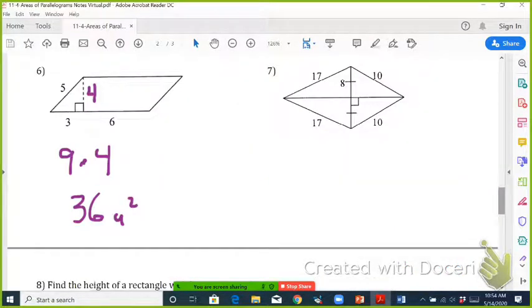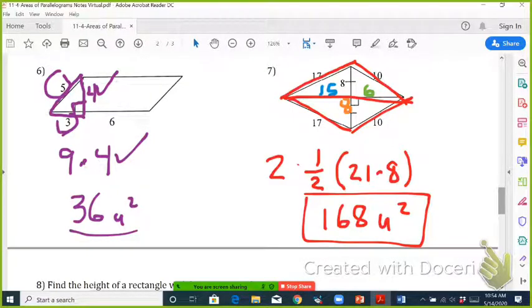Alright, for this one, you're given two sides, so this side is 9 and this side is 5. And they have the height drawn here, and it creates a right triangle. You know the two sides are 3 and 5, so you can do the Pythagorean theorem to get 4. So that's the height. 9 times 4 is 36. So the area is 36 square units.